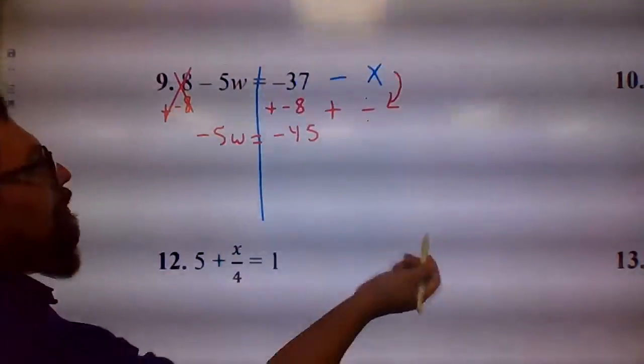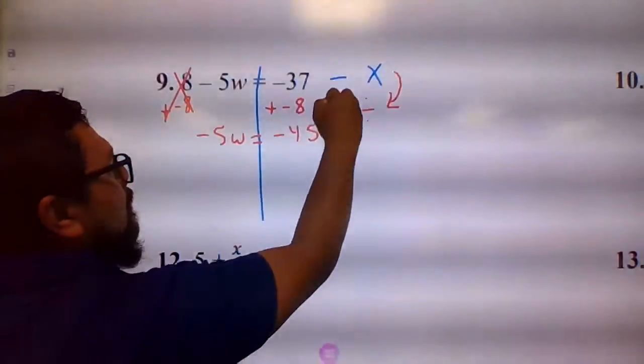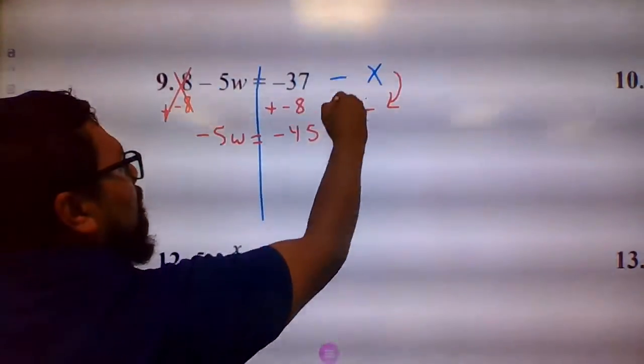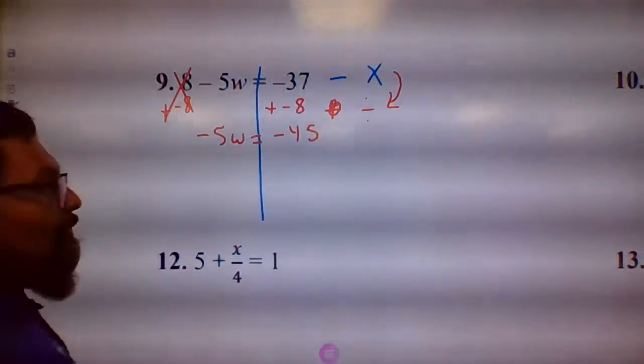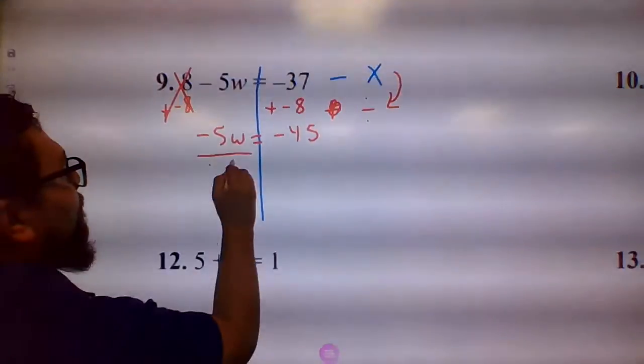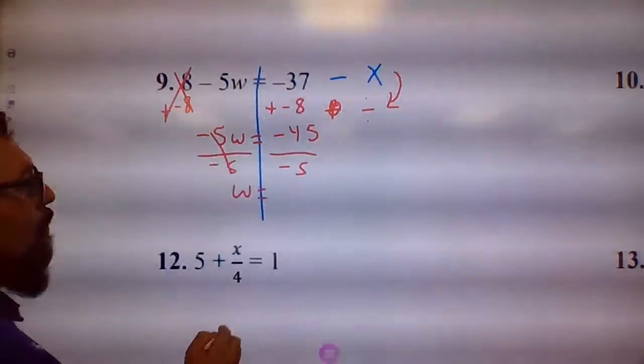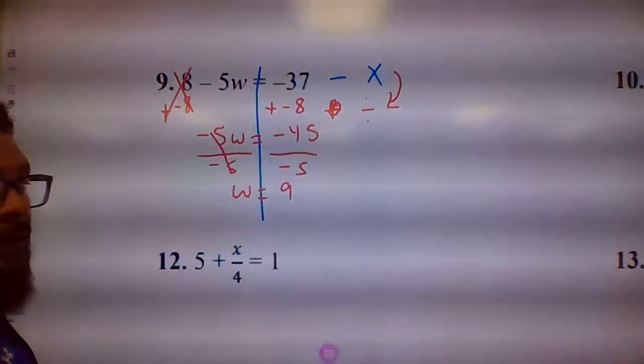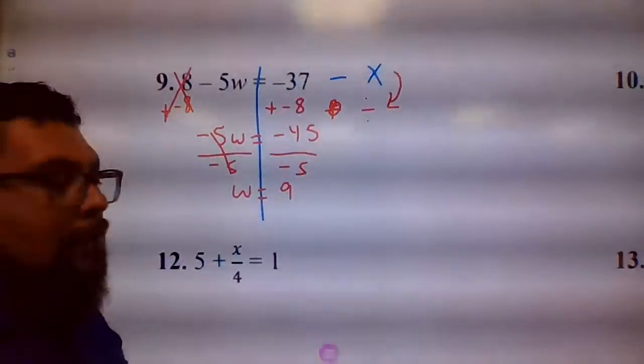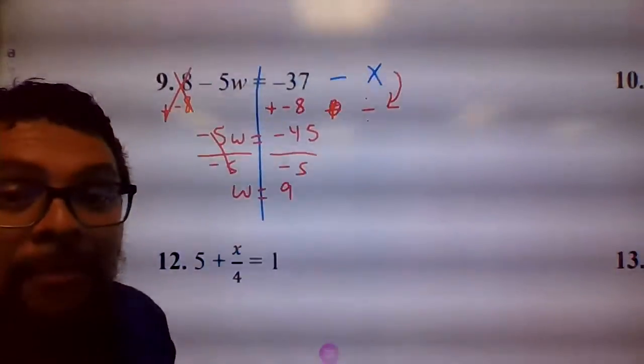Okay, now we're done with the addition part. Now we've got to divide. So we're going to divide by negative 5, divide by negative 5. W equals 9. And a negative divided by a negative is a positive.